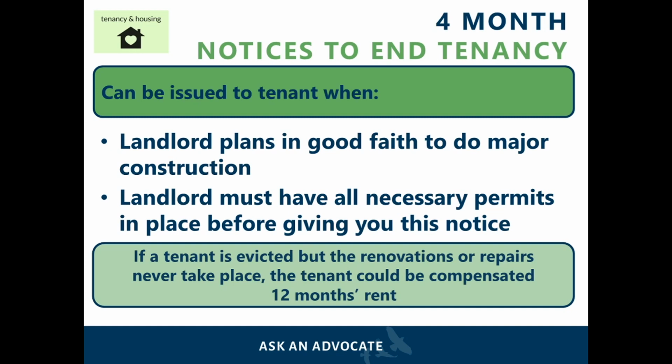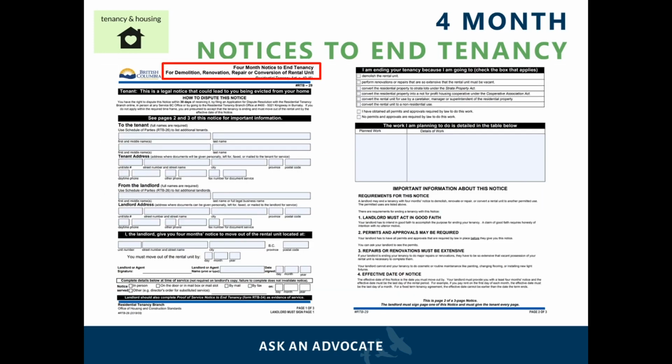A 4-month notice can be issued when the landlord plans to do major construction or renovation. However, for the notice to be valid, the landlord must have all necessary permits in place before giving the notice. If the tenant ends up being evicted but the renovations haven't occurred, the tenant could be compensated 12 months rent.